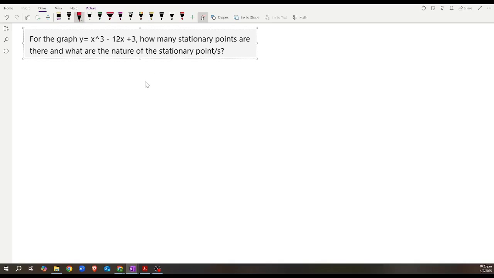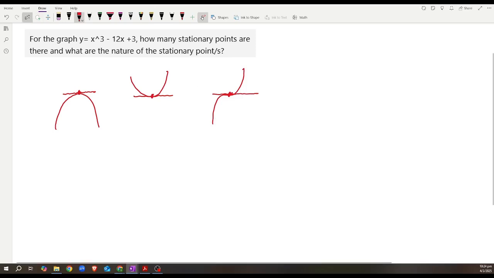So first of all, what's a stationary point? A stationary point has a gradient of 0, right? So it's either a maximum point, a minimum point, or a point of inflection. It's called stationary because at this point, it's neither increasing nor decreasing. It's momentarily flat. So when they ask for the nature of stationary points, they're just asking, is it a maximum point, minimum point, or point of inflection? The first and second derivative tests will help us determine the nature of these points. So let's start with the second derivative test.